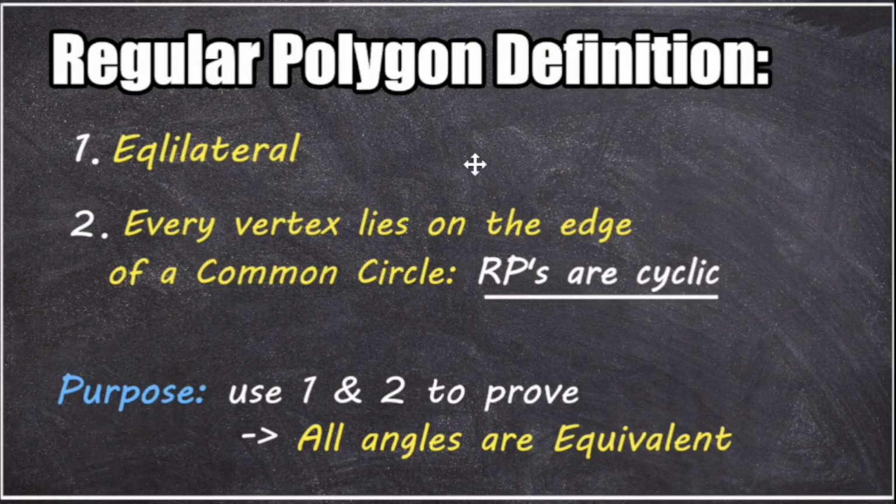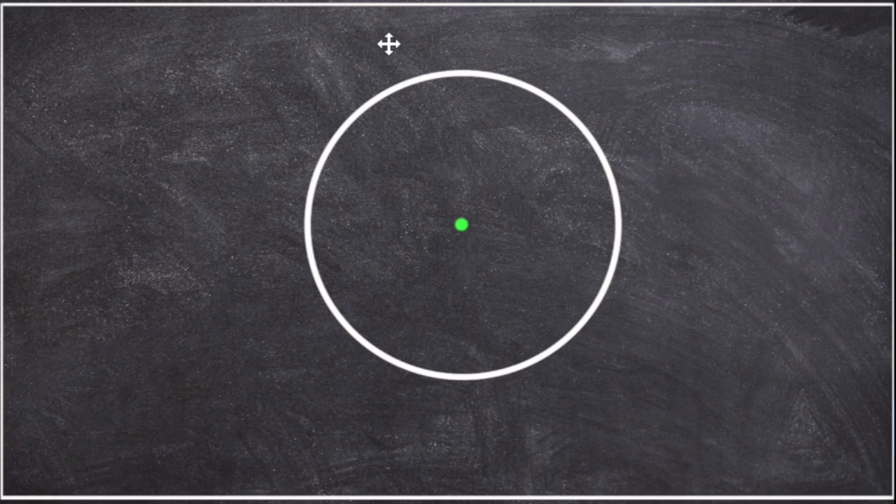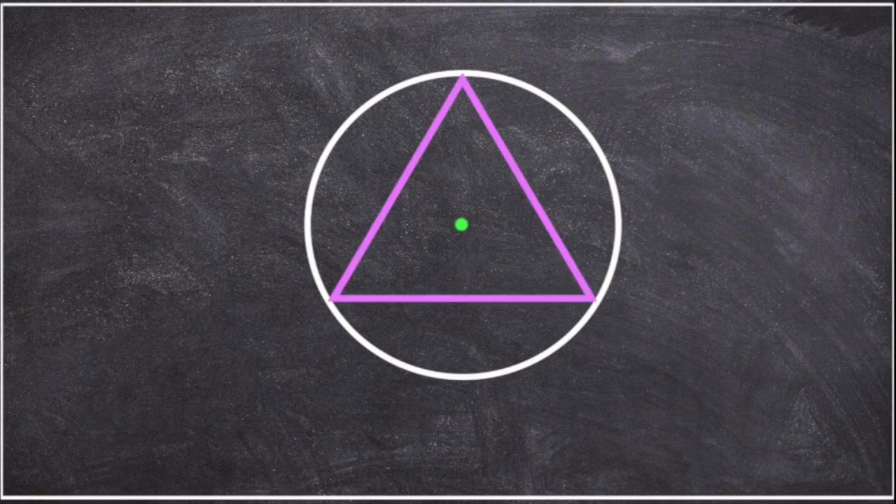Now, I've highlighted these two properties because I'm going to use the two of them to prove that all angles in a regular polygon are equivalent. So let's begin. We'll start with a circle, and the green dot is the circle's center. And let's drop in an equilateral triangle. Then let's highlight each vertex of the triangle.